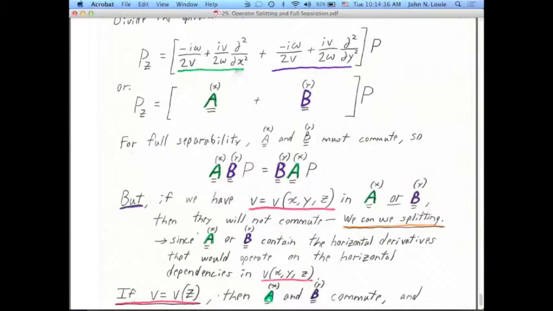In this case, both A and B contain a horizontal derivative, the d squared dx squared and the d squared dy squared. Now here's the velocity, right? So let's say we apply the B operator first, and in applying the B operator, we're also applying this velocity v. It appears in two places here.